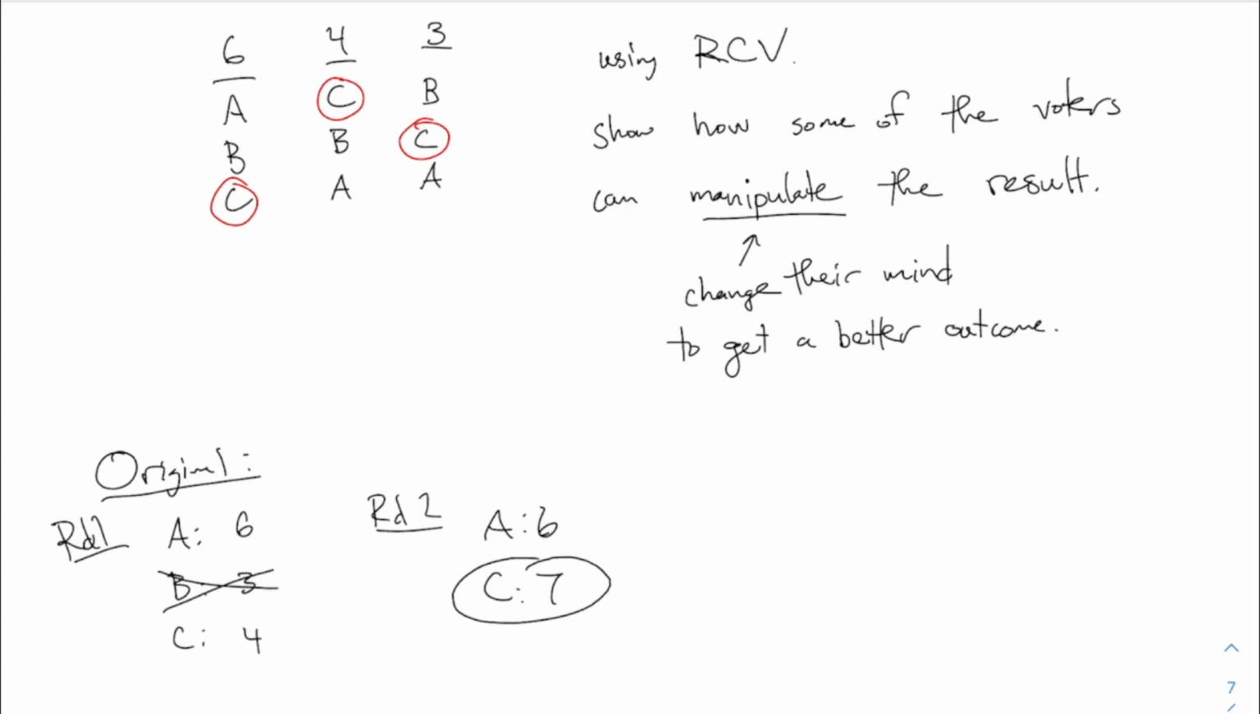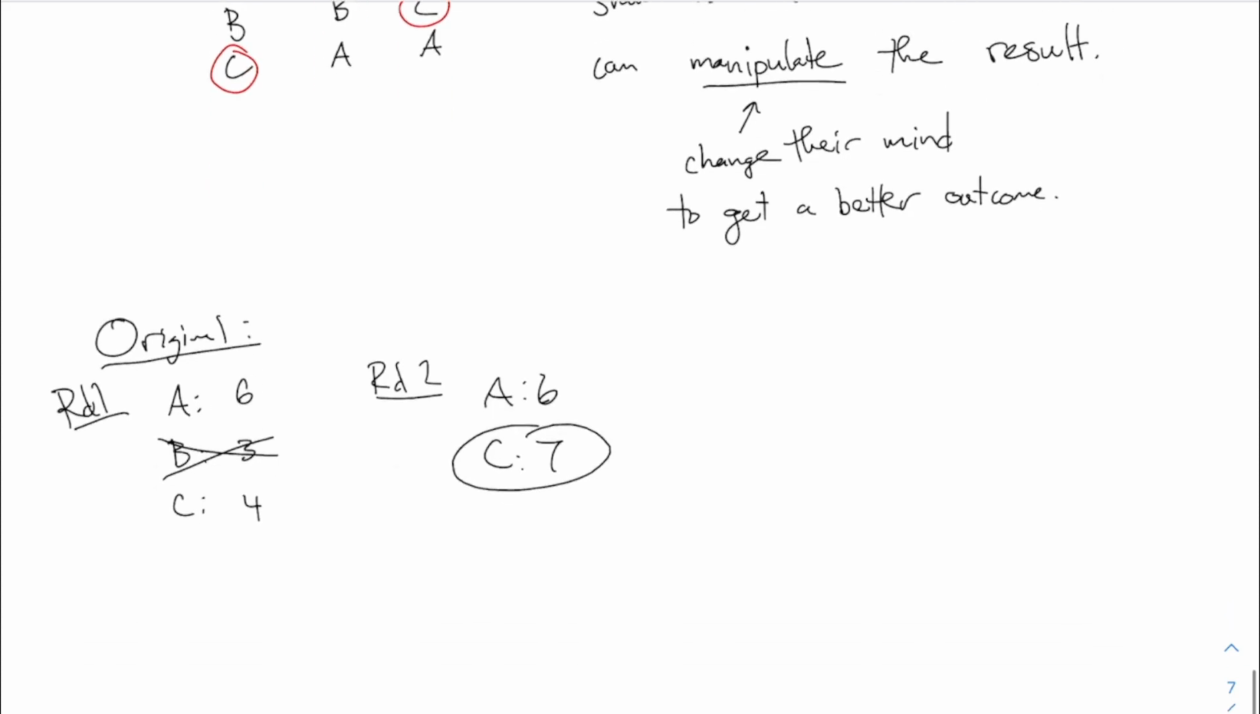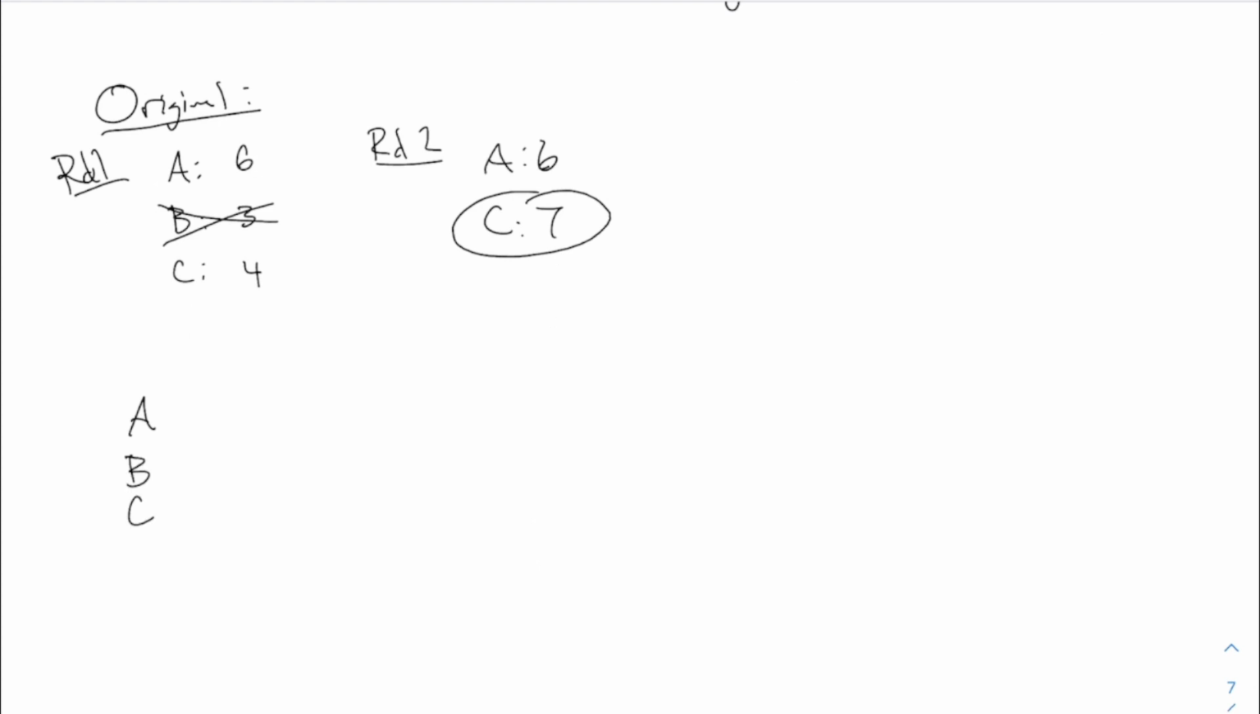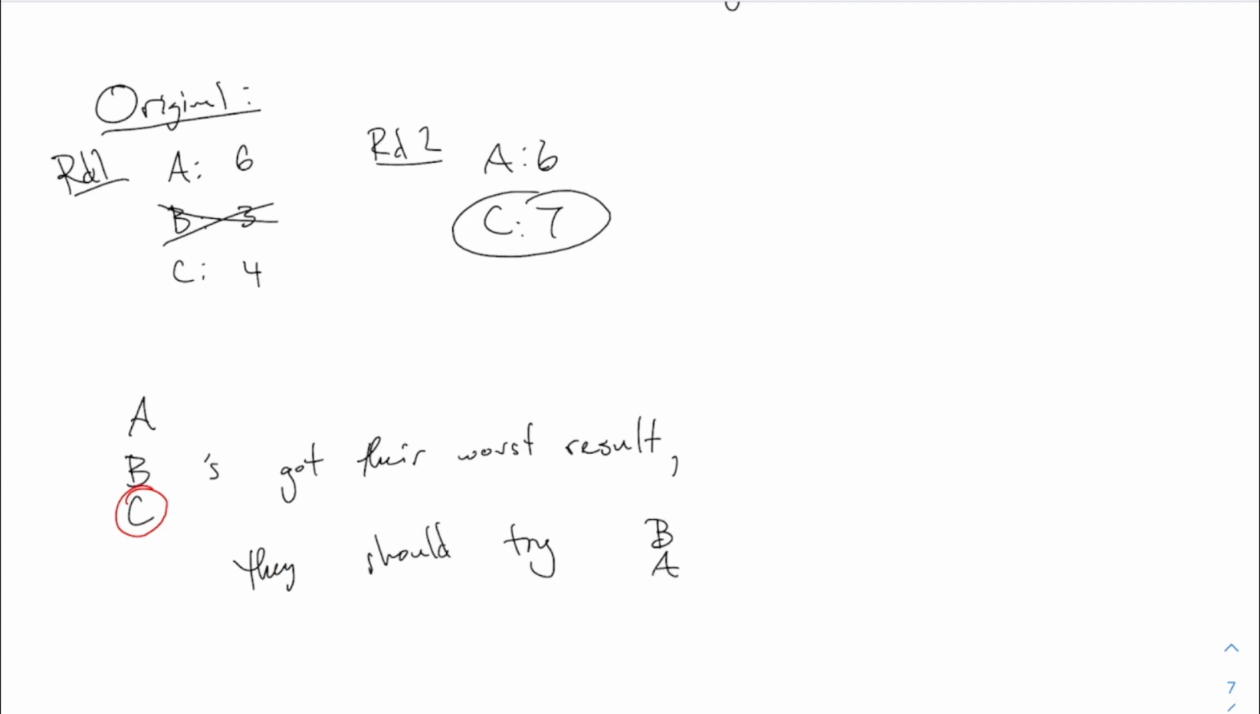So let's just verify that. So here I'm going to say the ABCs got their worst result because C was the winner and that was their last choice. So maybe they could have done better by putting B on top. That's the idea. So maybe they should try instead BAC, all right? Still leaving C on the bottom because they really don't want C to win.